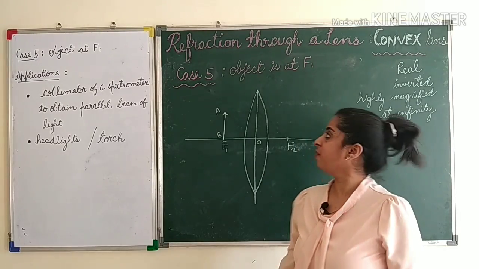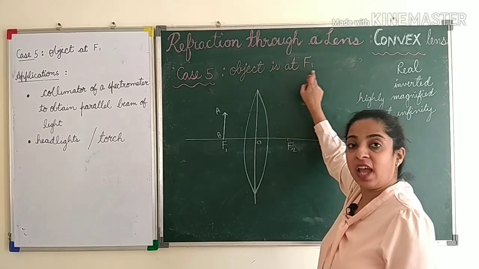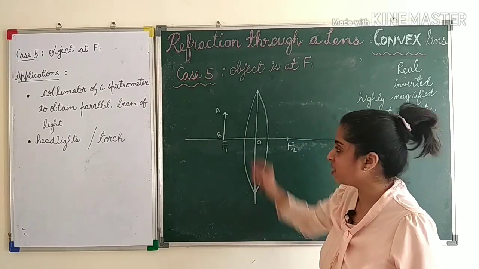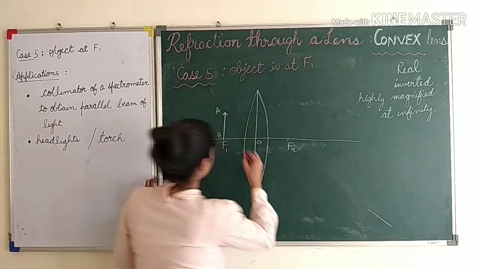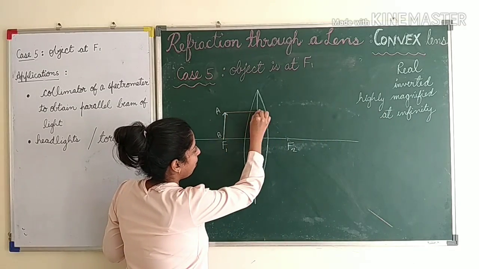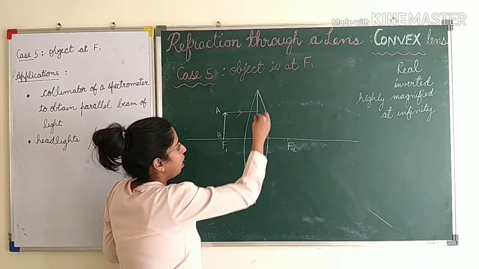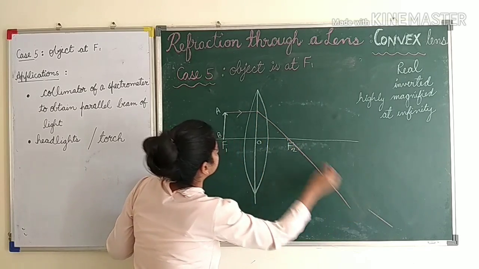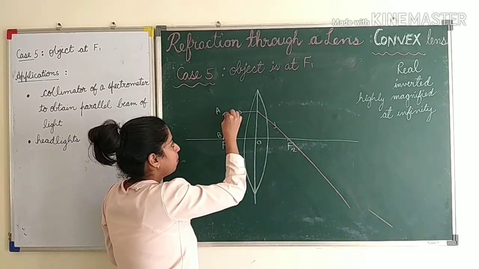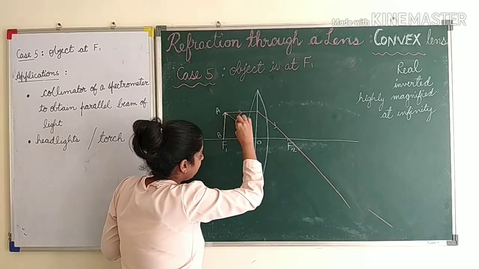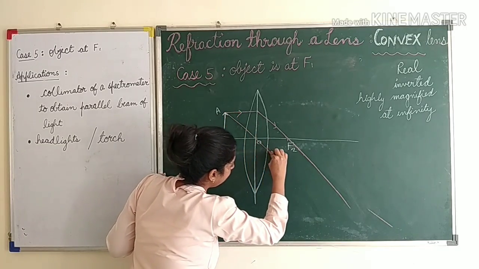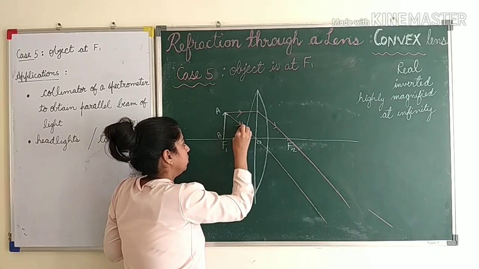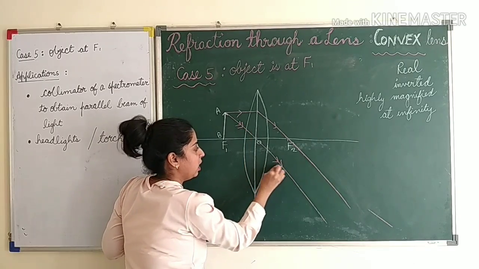Now case 5 is when object is at f1. So we have placed the object at focus. Now let's draw the image. First line parallel to the principal axis. After reflection will pass through focus. So that's our first line. Second one, we'll make it pass through optical center. So this is the second line.